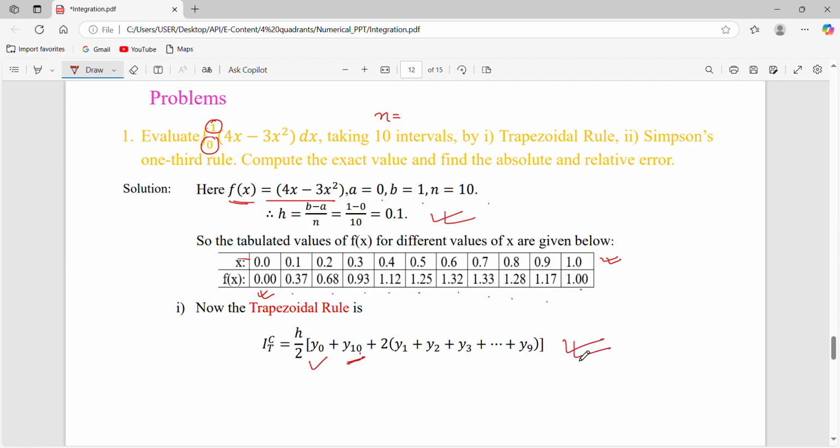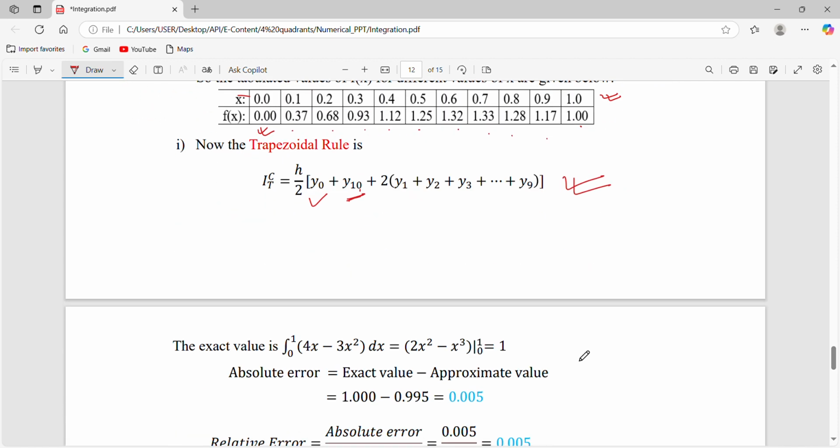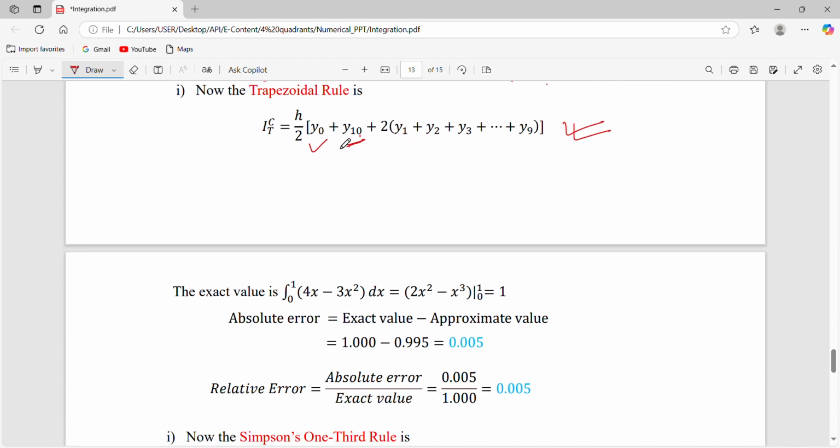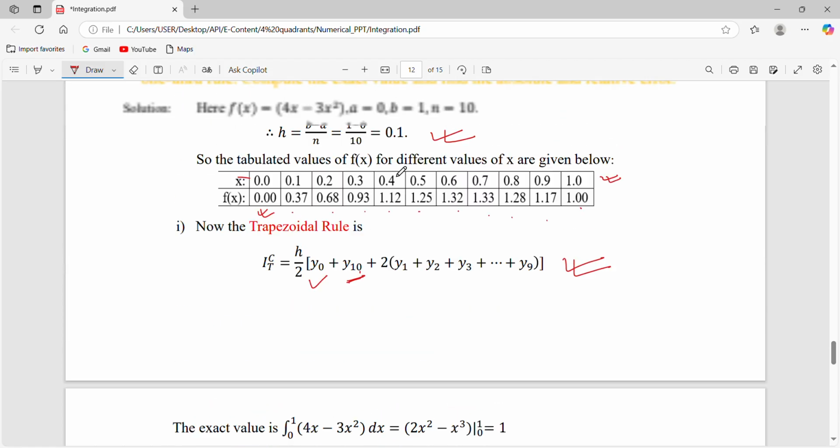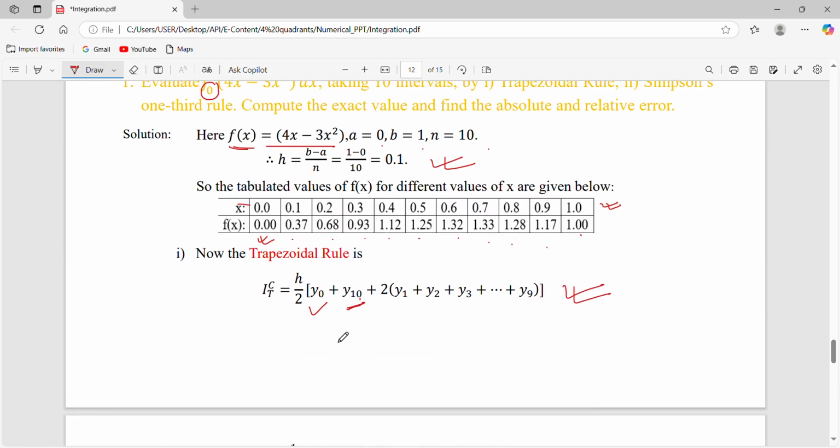So after getting the formula, you just have to put in the values and you will get the answer. After you apply the formula and apply the data from the previous table, you will get the answer. So this is one part.